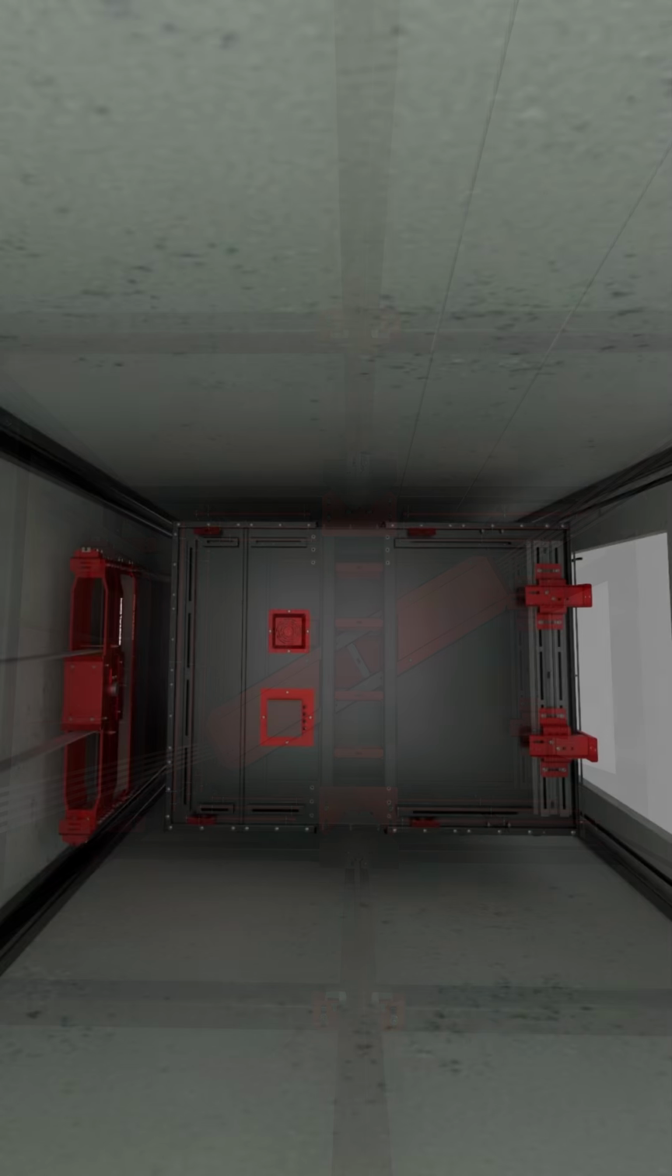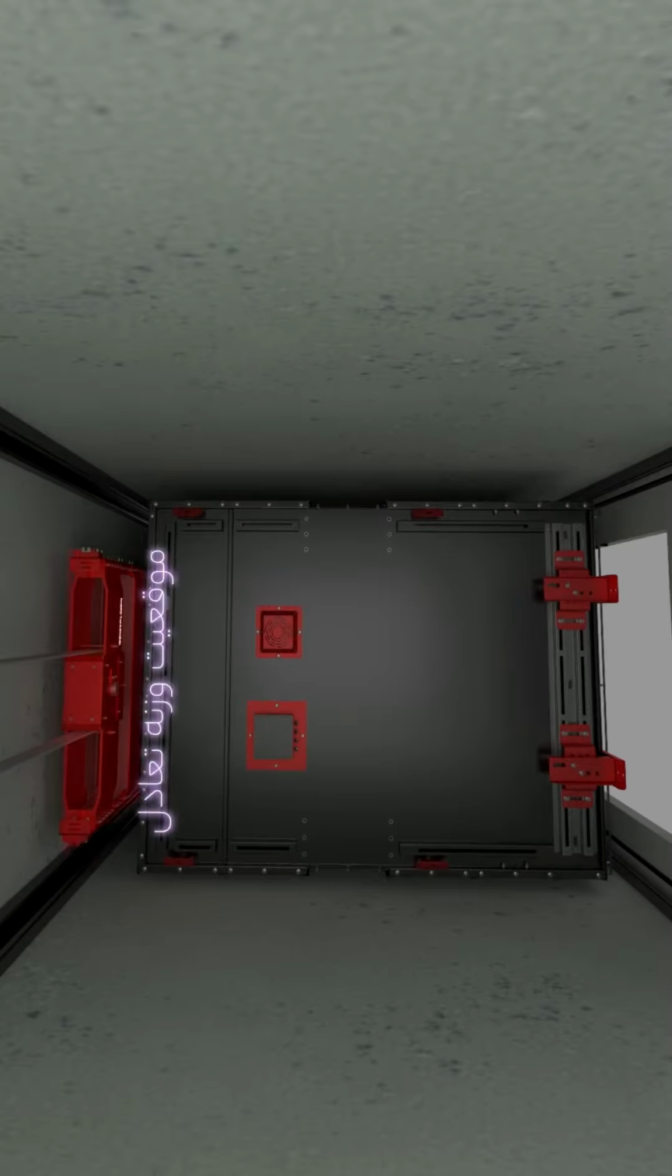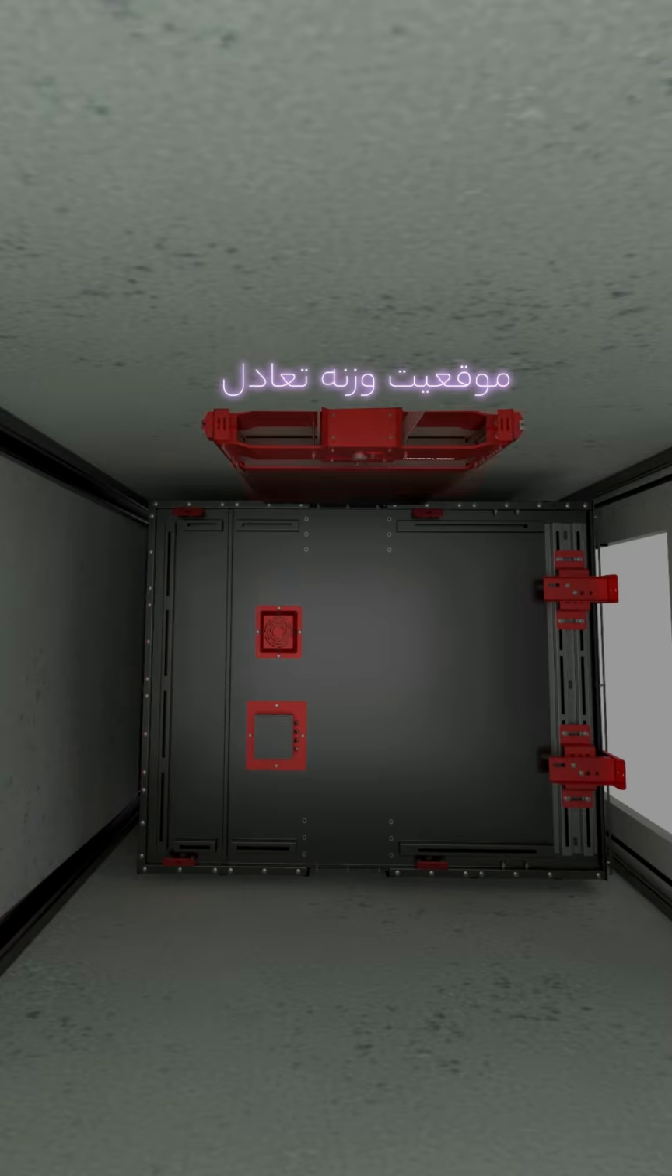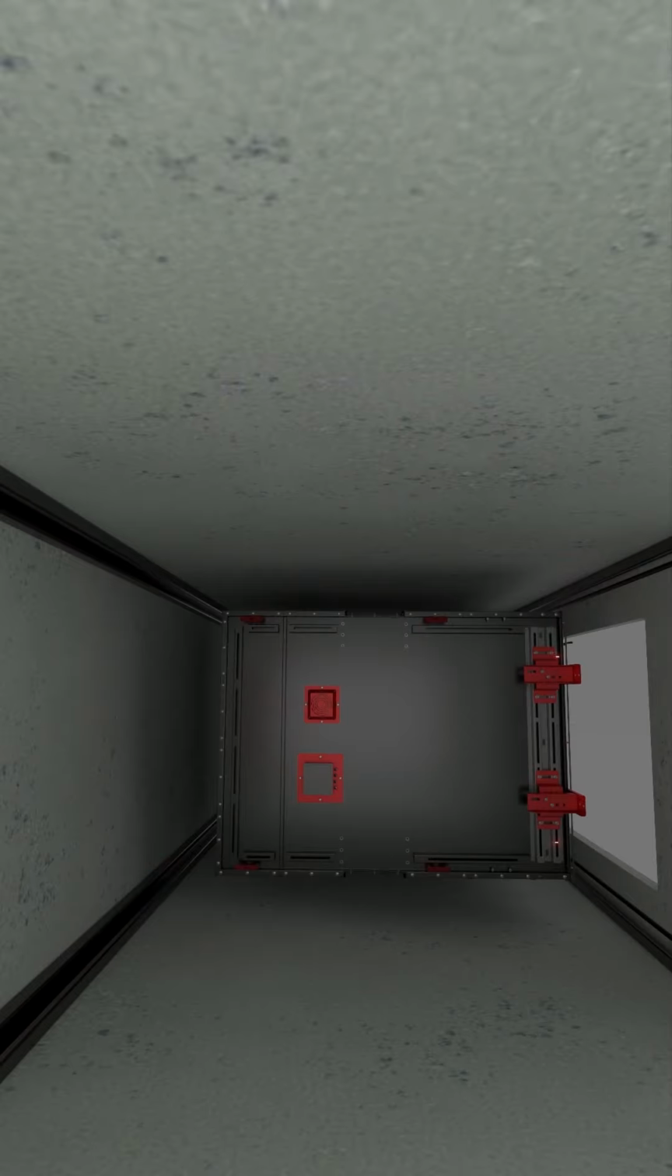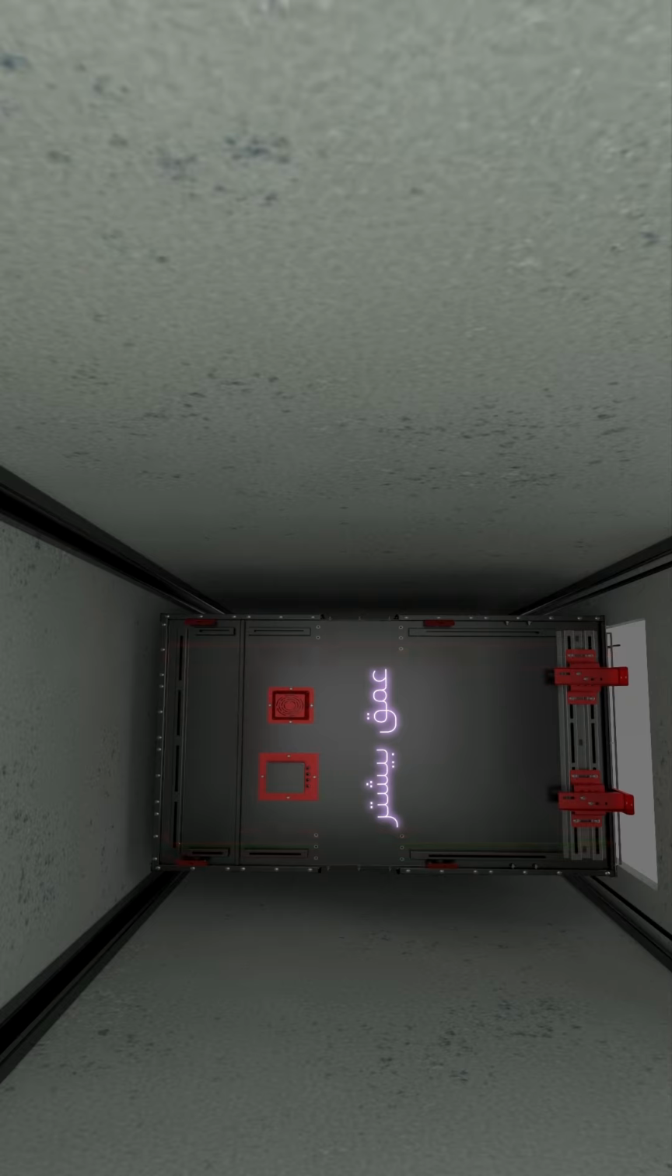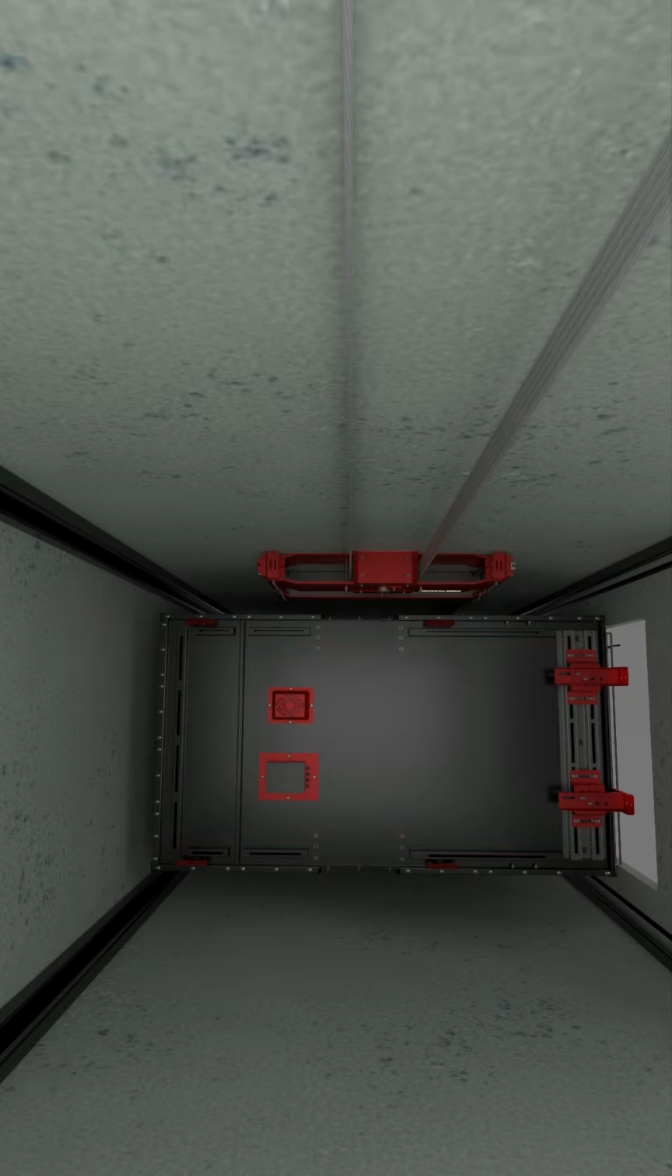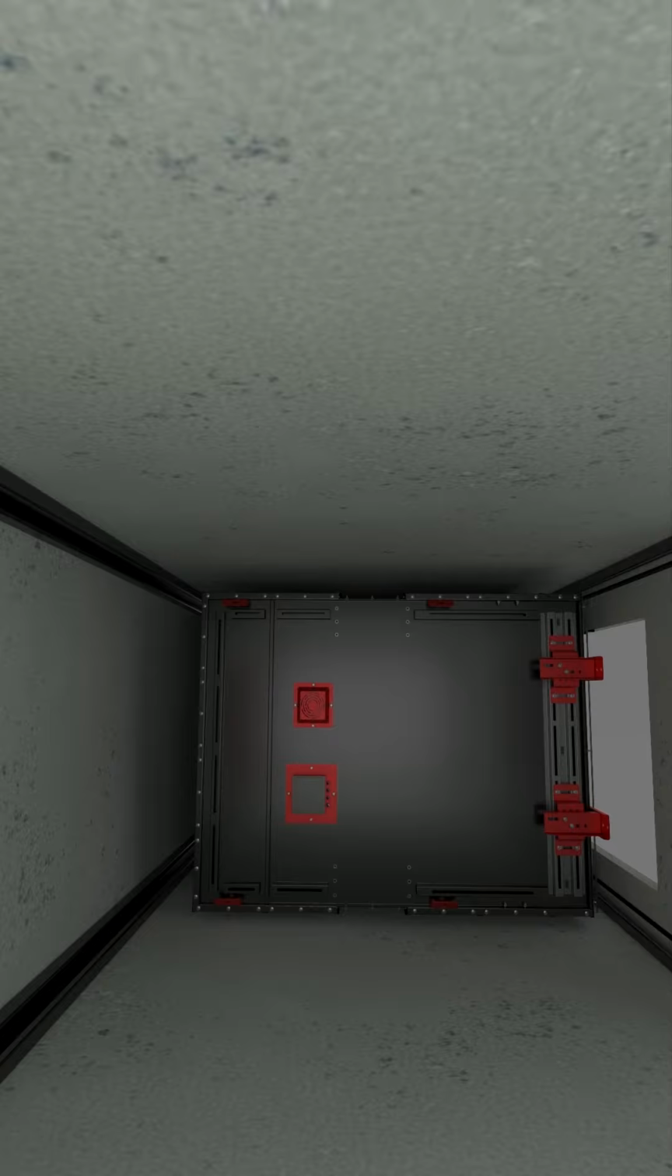To install a larger cabin in the available space, the position of the counterweight should be optimized based on the cabin dimensions. For example, if the cabin depth is greater, the counterweight is typically placed beside the cabin. If the cabin width is greater, the counterweight is placed behind the cabin.